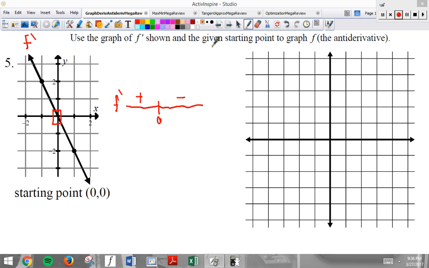Now, F double prime. What's going on here? What's the slope? It's always negative. What's the slope of F prime? It's always negative. So, always concave down. So here I go.